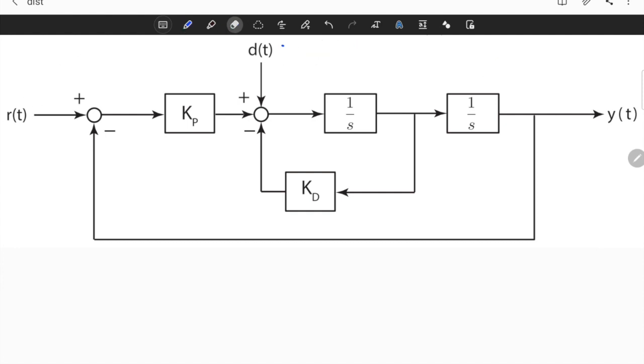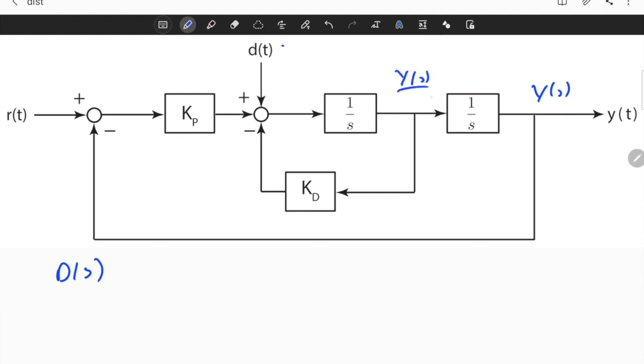First of all, what we can do is this. This is D(s). That's great, so we are characterizing this signal, D(s). And I know that this is Y(s). So this is equal to what?